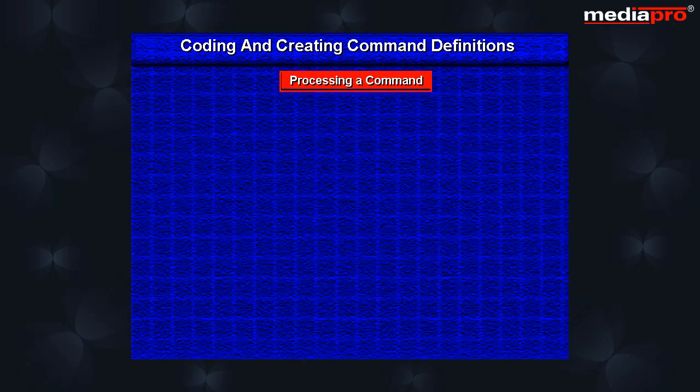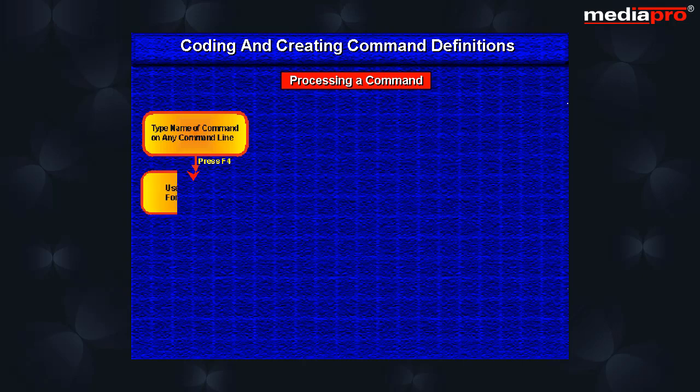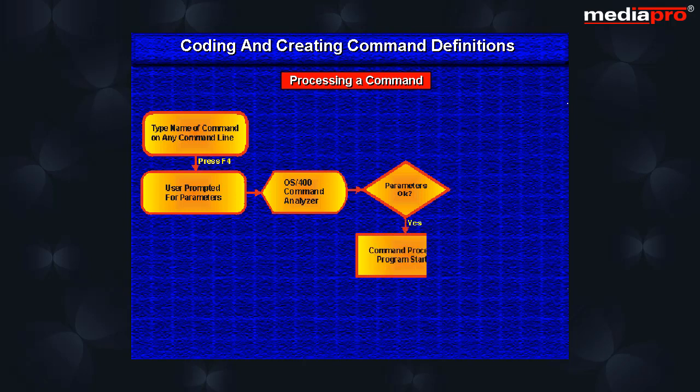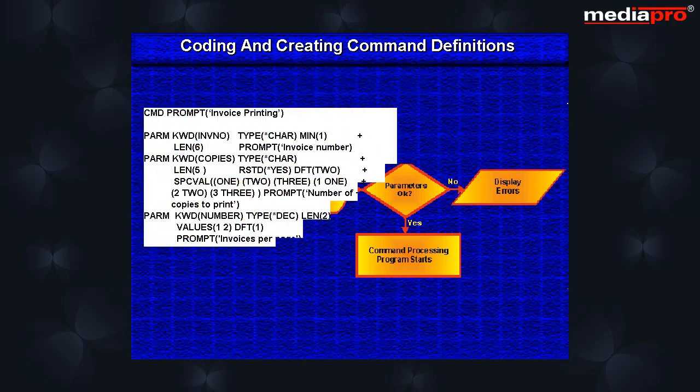Let us see how the command is processed. To run the command, we simply type in the name of the command from any command line and press the F4 function key to be prompted for parameters. The parameters are then passed to a command analyzer that checks for the validity of the parameters. If the parameters are found to be valid, the command processing program is started and the parameters are passed to it. If the parameters are not valid, an error message is returned to the user.